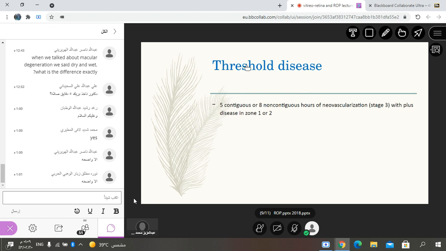Okay, threshold disease. This is the stage of the ROP patient that will need an intervention, either injection, laser, or surgical intervention. Threshold disease by itself is 5 contiguous or 8 non-contiguous cumulative clock hours of neovascularization stage 3 with plus disease in zone 1 or zone 2.